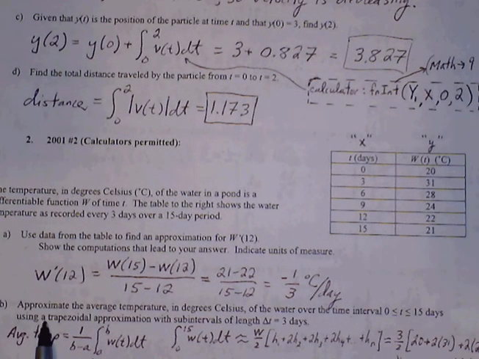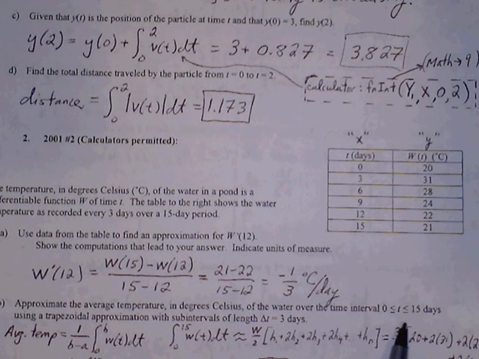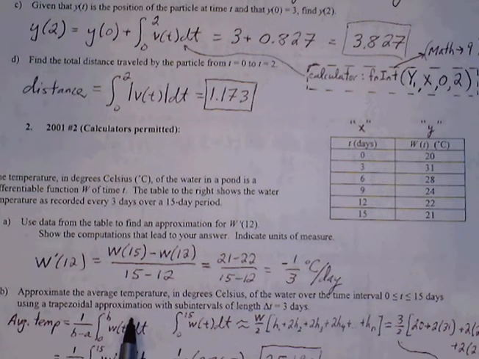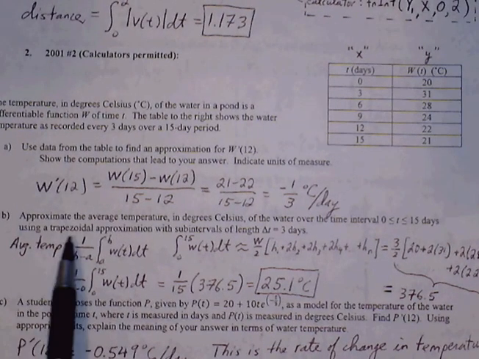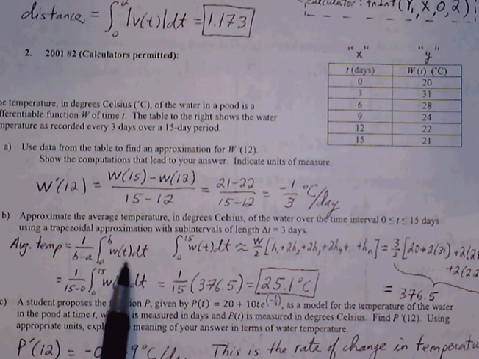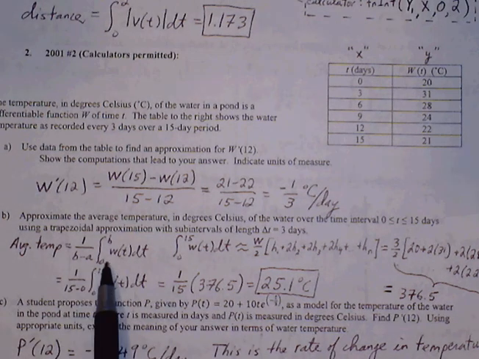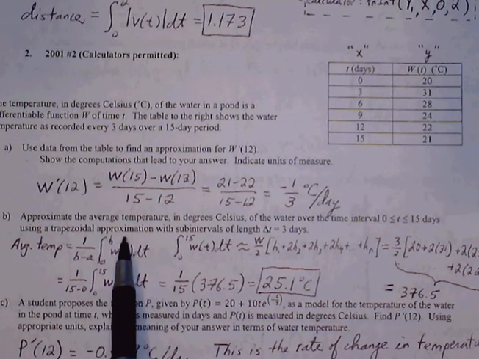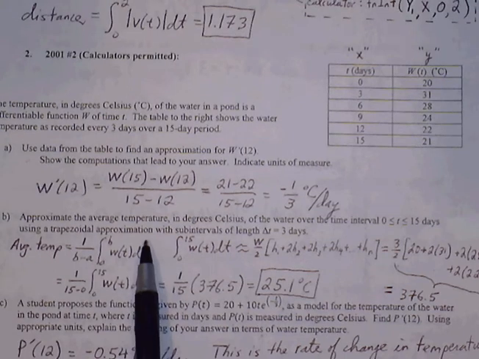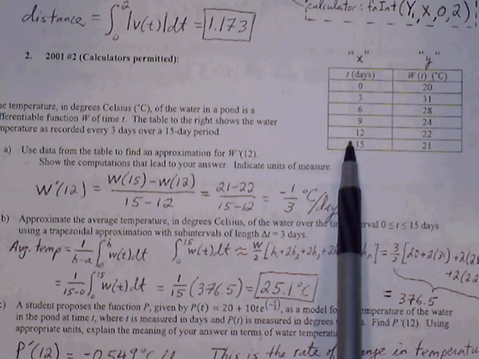Okay, part B. Approximate the average temperature in degrees Celsius over the time between 0 and 15 days using a trapezoidal approximation. So first, approximating the average temperature, we have to use the average value theorem, which is 1 over b minus a, the definite integral from a to b of W(t) dt. So we just plug everything in as we see it. But here, the best we can do is find an approximation. We're going to use the trapezoidal approximation. And we can use the trapezoidal rule because each of these t values are evenly spaced.